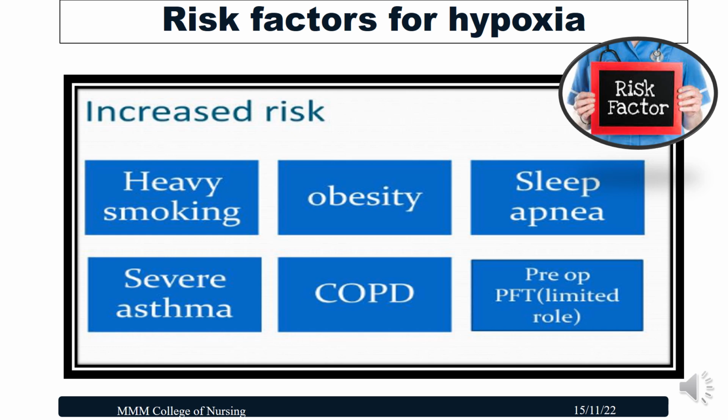Whenever the patient is going for surgery, we will do a PFT and check how well the lungs are functioning. If the PFT values are decreased, that patient has to undergo a certain level of coughing and breathing exercises to improve the lung functions, and only then go for surgery. Otherwise, immediately after the surgery, the patient will manifest with hypoxia.